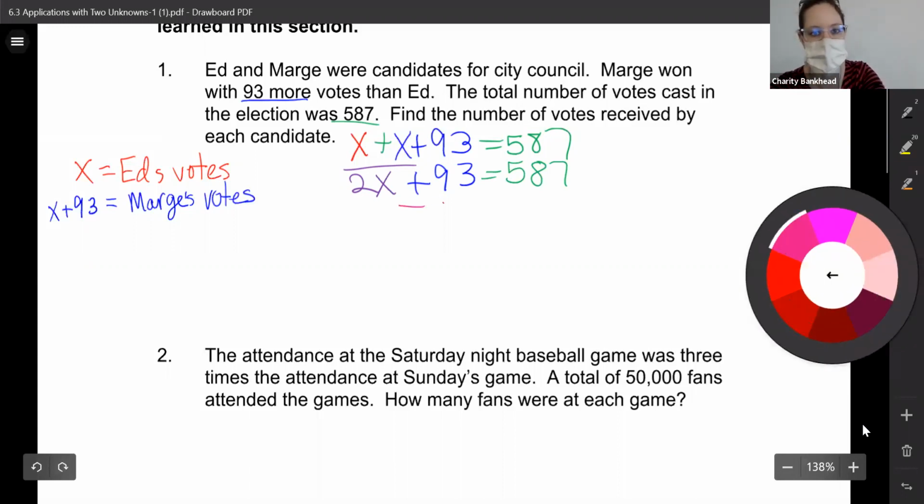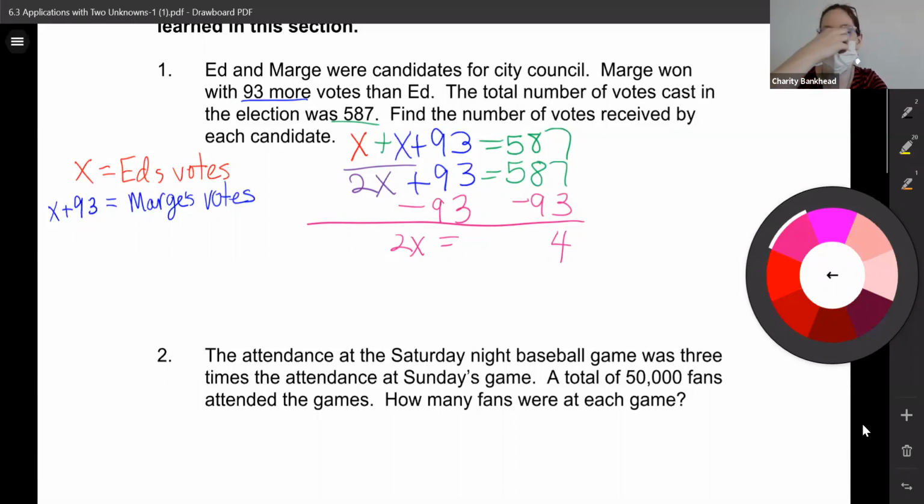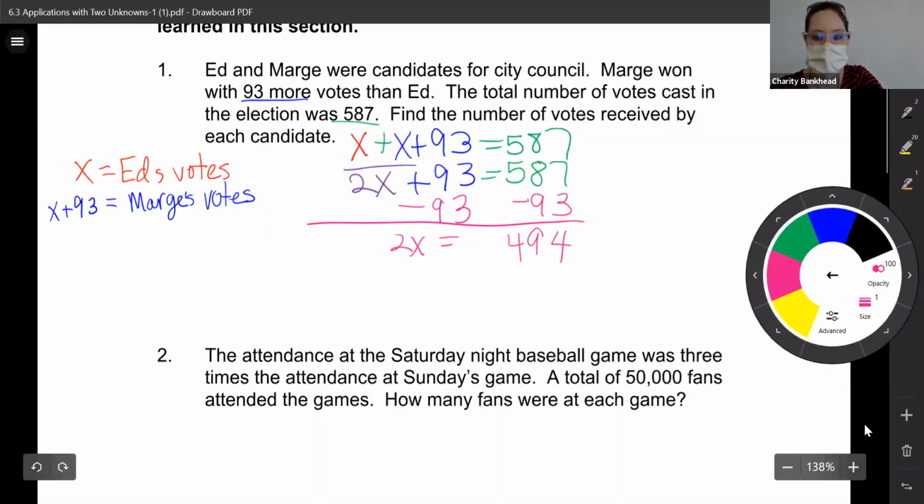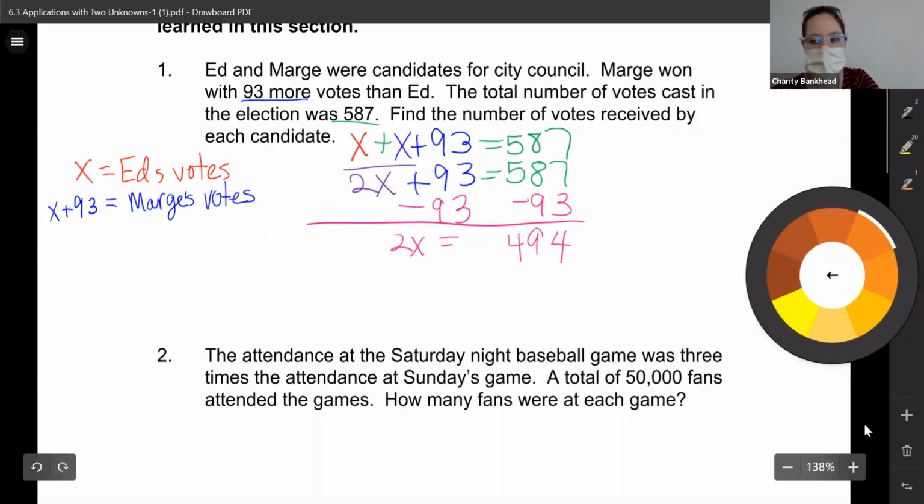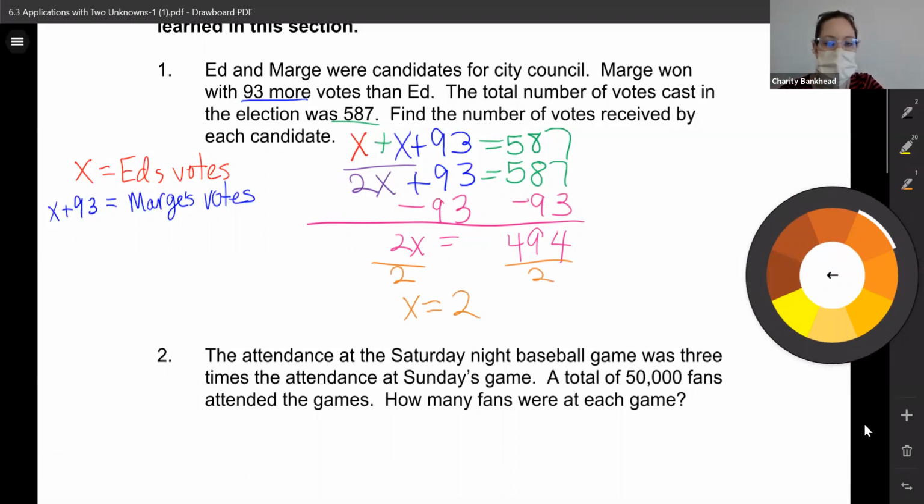That's right, subtract 93 from both sides. X equals, and then that would be 49. All right, and then divide by 2. So that would be 247.